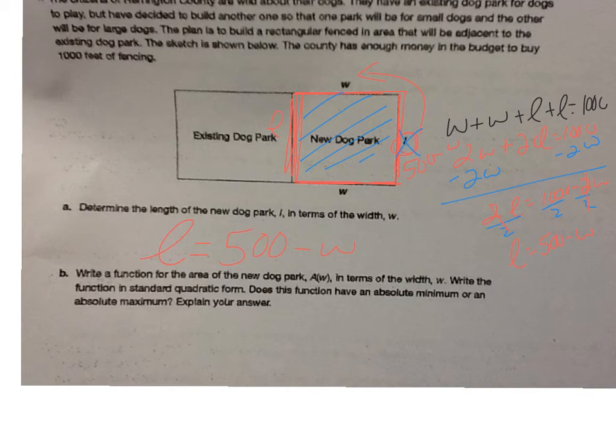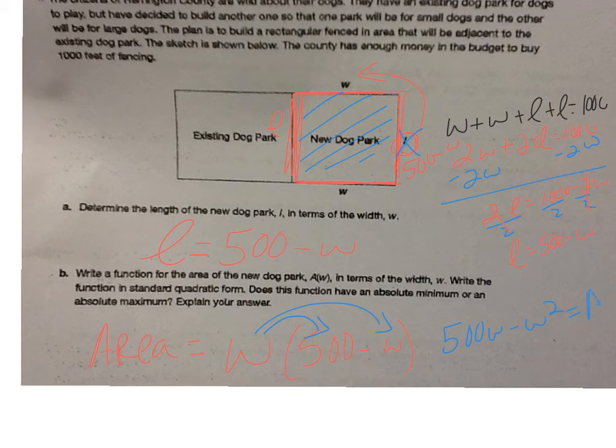So instead of L, we're going to replace that. So now you're going to have area. I'm going to write the word area will equal W times this. But I'm going to put in parentheses 500 minus W. So now you can distribute the W to both sides. Okay, I'm going to use blue here. So you're going to have 500W minus W squared. So that's your area.